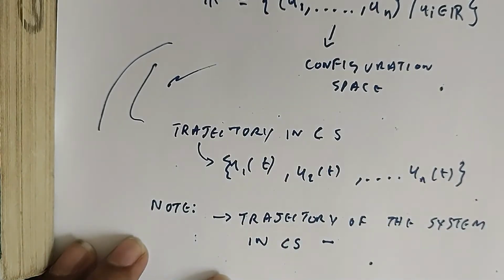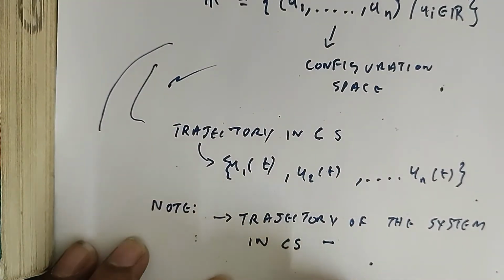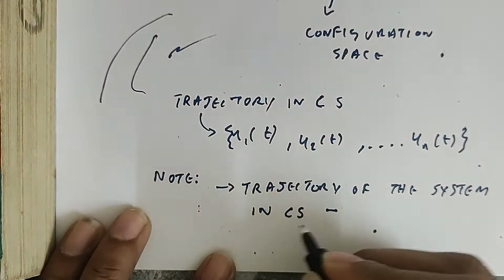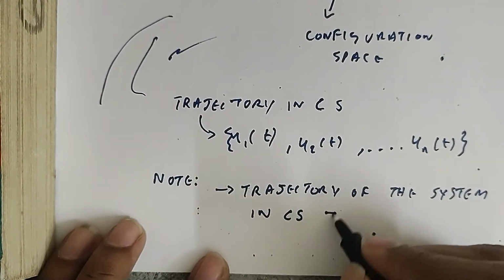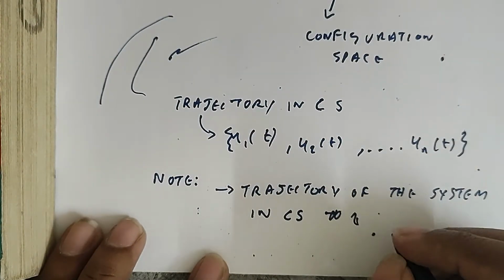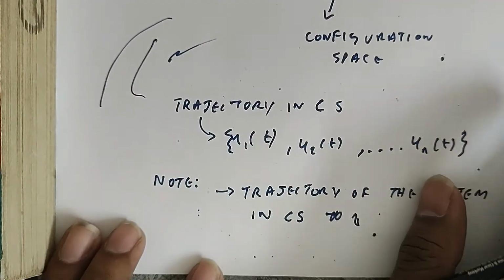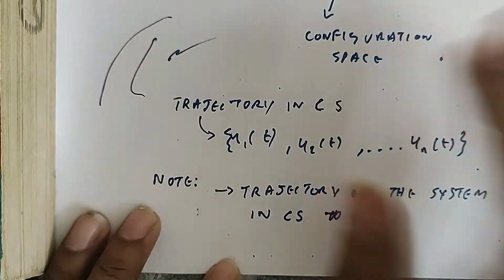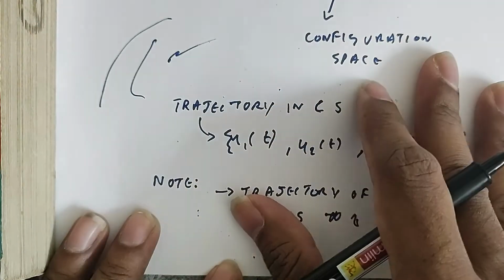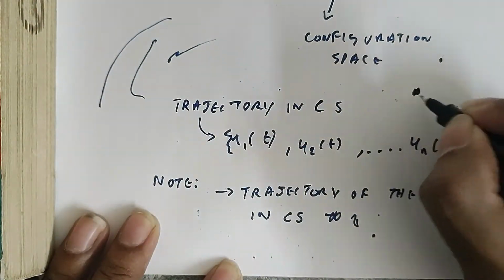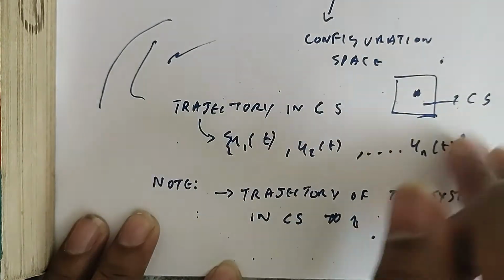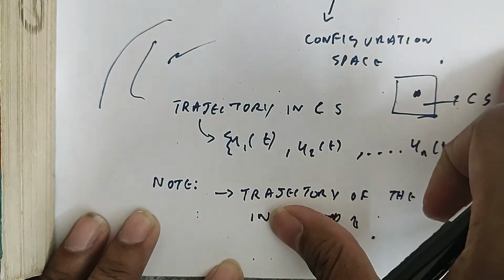The trajectory of the system in configuration space and the trajectory of the particle in physical space are quite different. A point in a configuration space represents the configuration of the system. It's very important. See, this is my configuration space, and a point in it represents the configuration of the system.